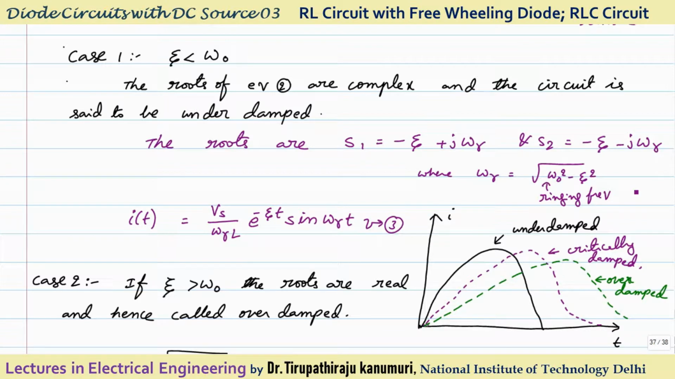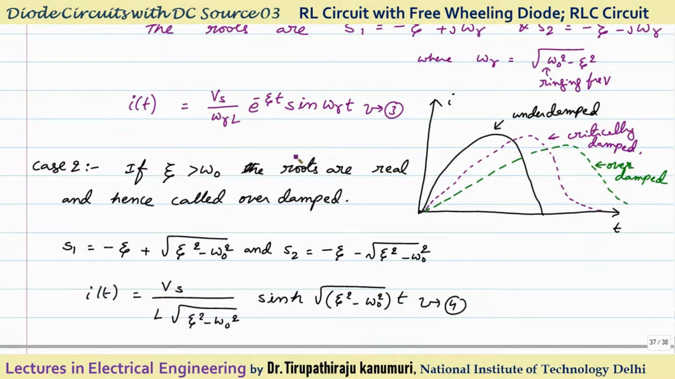So now if you are substituting this in the value of I of s and calculating the value of I of t, I am directly writing the equation because I don't want to go into deep and the complete derivation of this is not required. So Vs divided by omega r L into e to the power of minus zeta t into sine of omega r t.